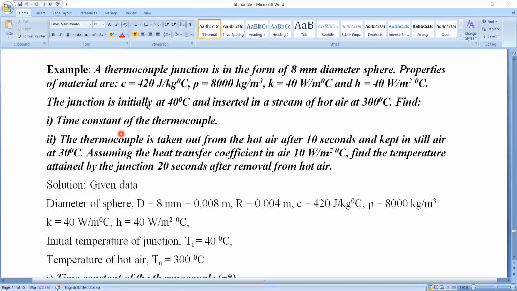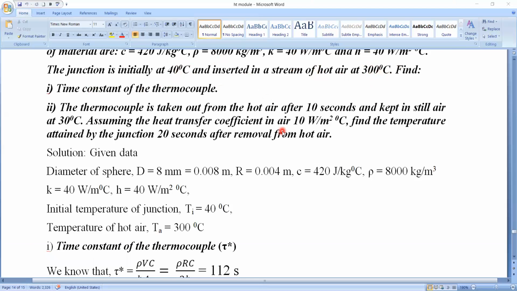Now the initial temperature of the junction is 40 degrees centigrade, that is Ti. It is inserted in the stream of hot air which is at 300 degrees centigrade. So Ti is 40 degrees centigrade and Ta is 300 degrees centigrade. In these conditions, first we have to find out the time constant.